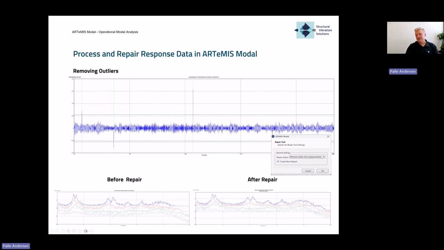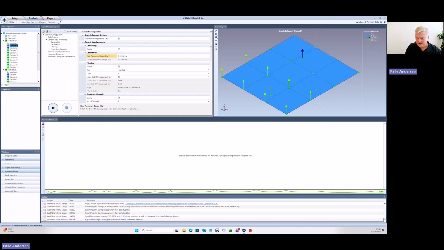And then we have different ways of doing it, but normally you will simply remove the outlier from all channels. I mean, you'll remove the sample that has an outlier in one channel, but you'll remove that sample in all your channels so that you maintain any phase relations between the channels in your mode shapes. We can try to do this. I think I have some data here that allows us to do this.